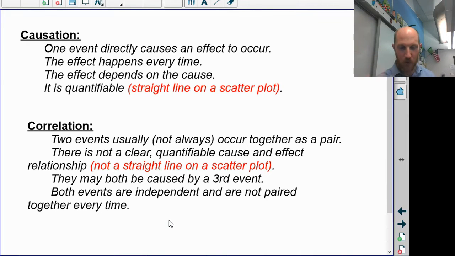We can't put a quantifiable number or a measurement on it, but we can still see, what? The more I do this thing, the more that other thing happens. So there's a relationship there. They're definitely connected, but it's not going to give us a perfectly straight line if we were to graph it. We'll see some examples of that in just a minute.